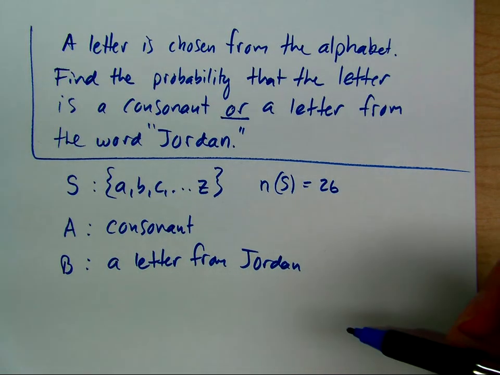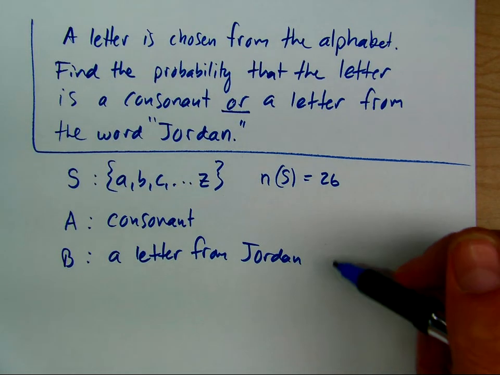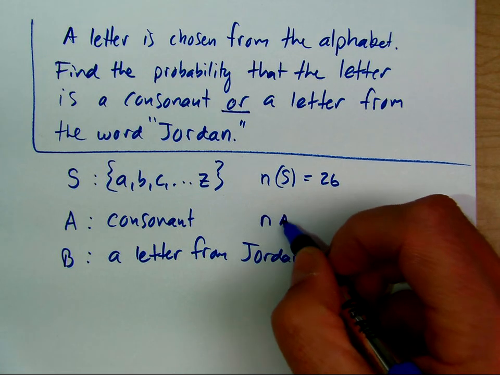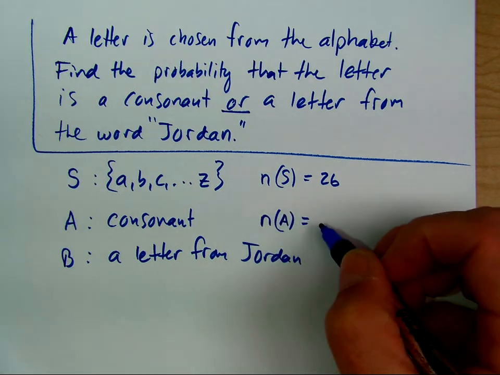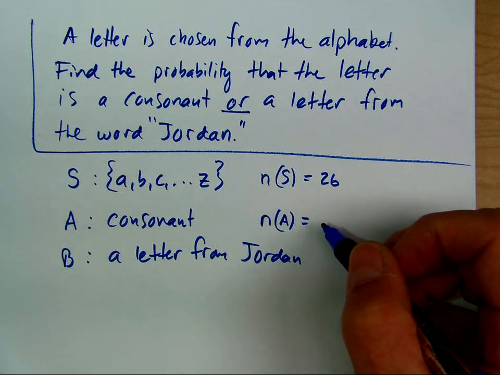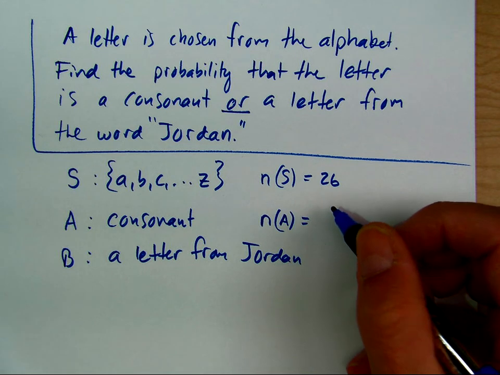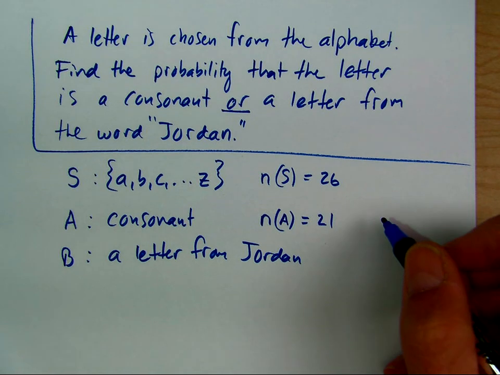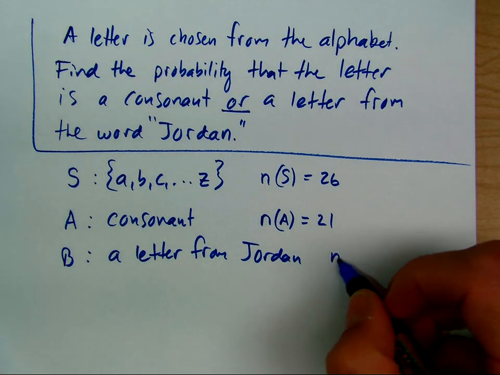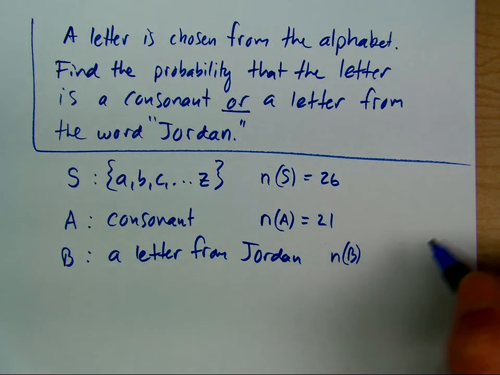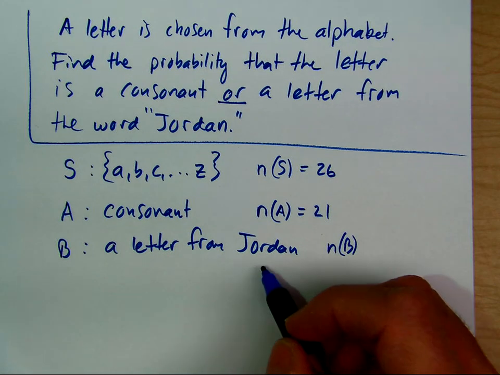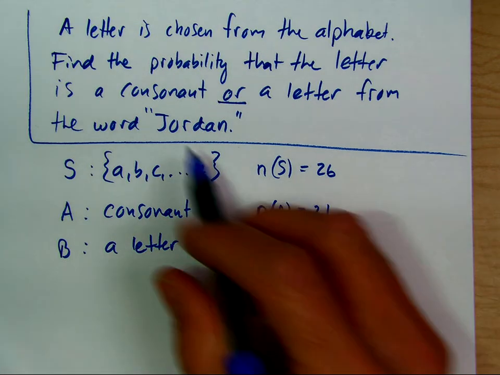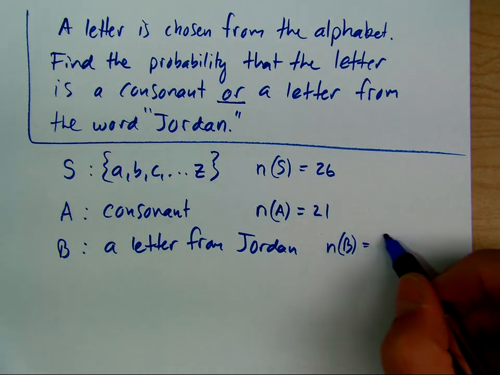So let's look at the number of consonants. We have A, E, I, O, U, so we have 5 vowels. We have 21 consonants. The number in B, how many letters are in Jordan? We have 6, and there are 6 different letters. That's important.